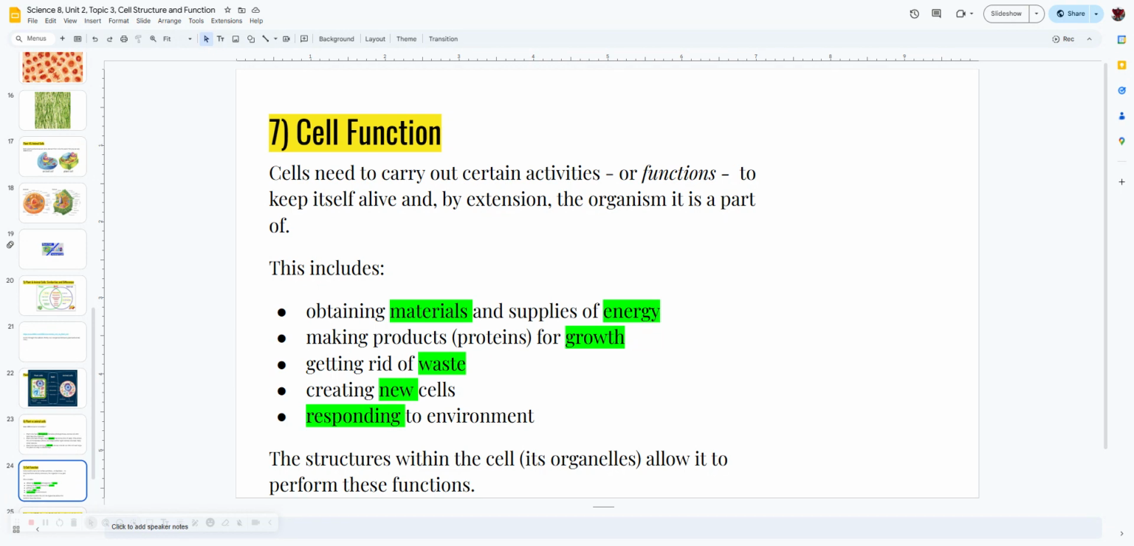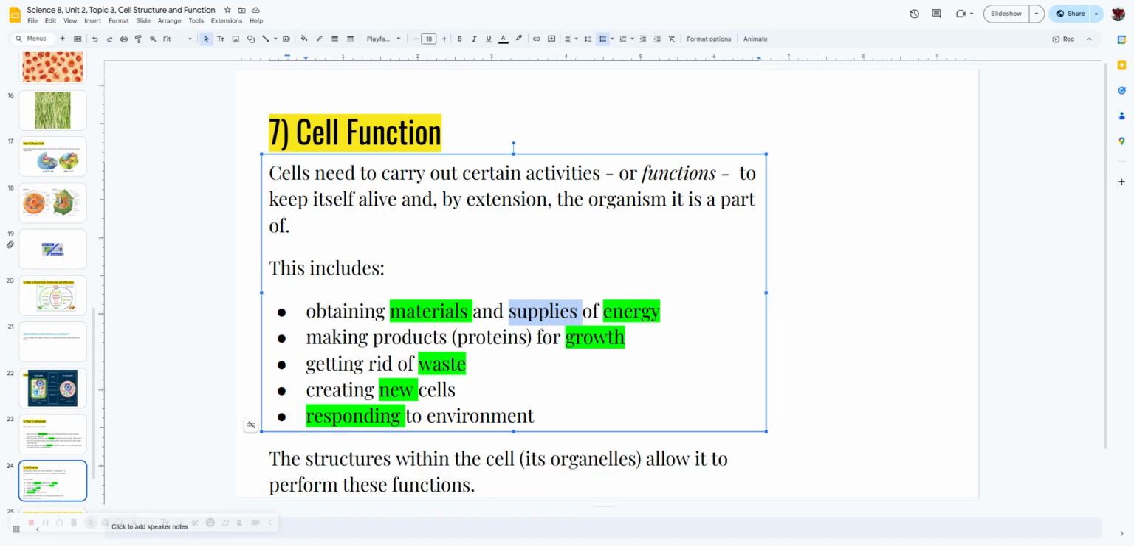Okay, so the functions that cells need to be able to do for themselves, they have to obtain materials, nutrients, and they have to get energy. They have to make products for growth, and that's usually in the form of proteins. They have to get rid of waste. They have to create new cells. In other words, they have to reproduce, and they have to respond to their environment. Okay? If you're thinking that sounds kind of familiar, well, those are those 5 basic functions. Okay, the 5 basic functions of being alive. The cells have to have those as well. If they can't, they're going to die.